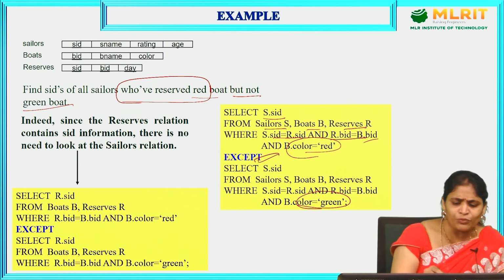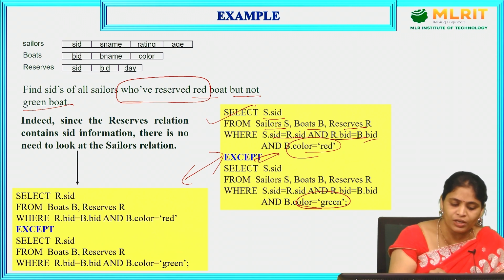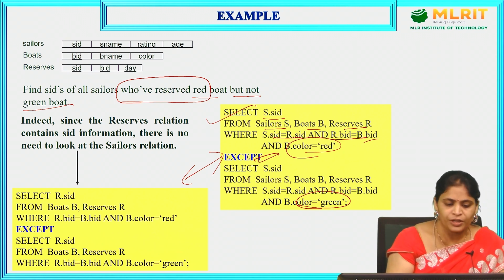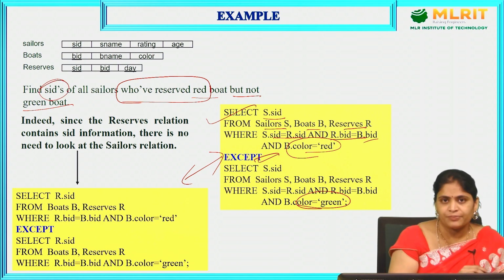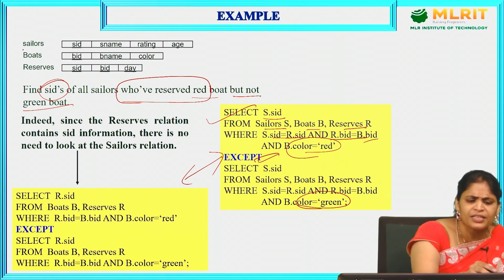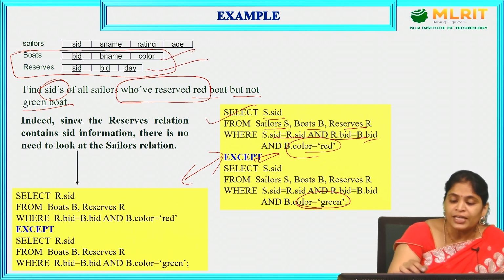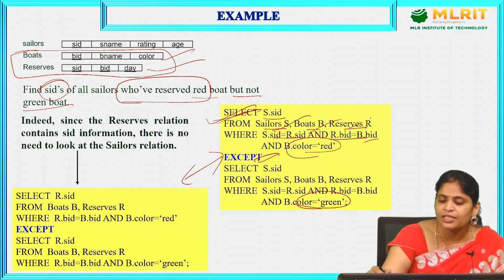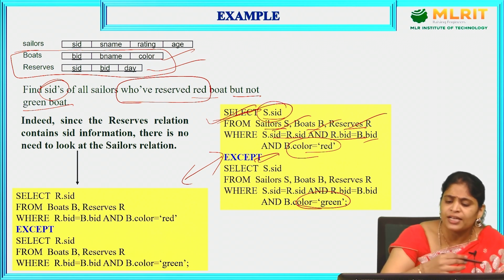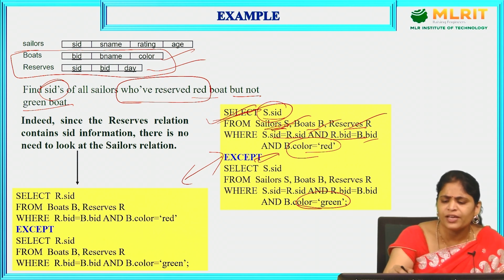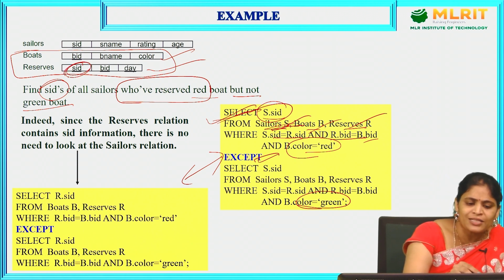So what is the difference between these two? This is also correct. And coming to this one, what I want here is SIDs, only SIDs. So instead of visiting the sailors table, we can visit boats and reserves tables. Here in this query, we have visited all the three tables. And I want SID. For SID only, exclusively, I have visited sailors table. But this SID is available in reserves table.